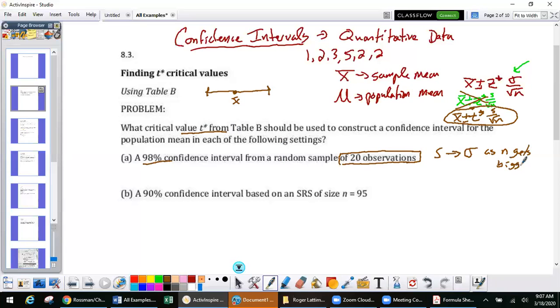Let me just pause here real fast, guys. Do you understand the difference between S and sigma? Yes, no, maybe? Okay, so nobody's saying anything. So I'm going to assume you don't know the difference between S and sigma.